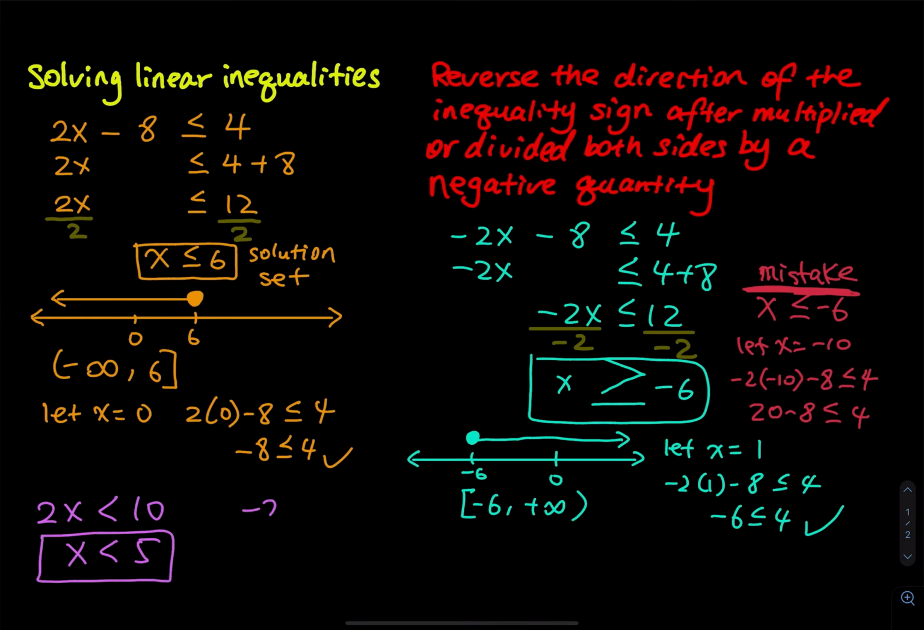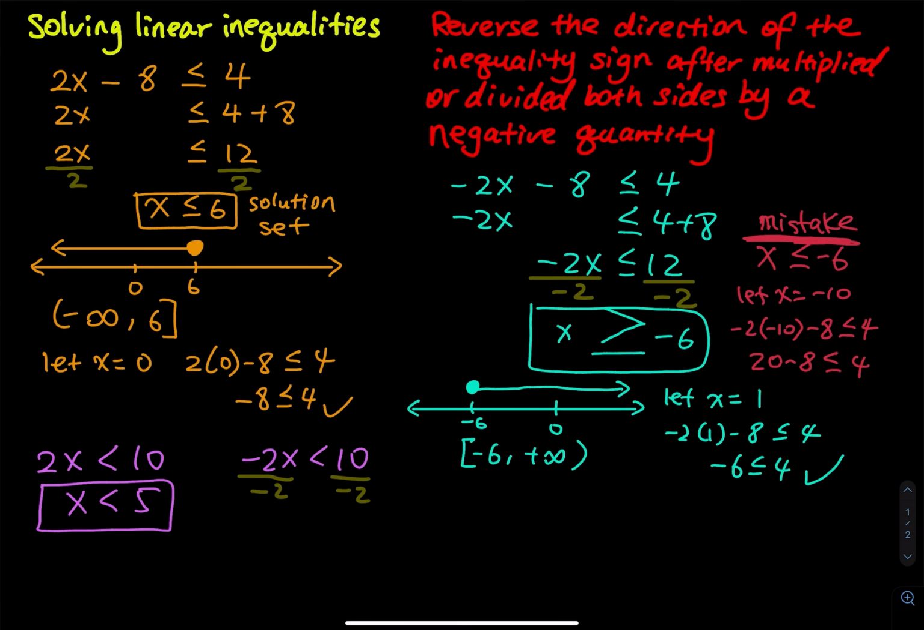How about negative 2x less than 10? You divide both sides by negative 2. That is negative, so you reverse the sign. Let's make the reverse nice and big. So you have x greater than negative 5. Negative 5, right? So negative 5. Okay, let's try another one.